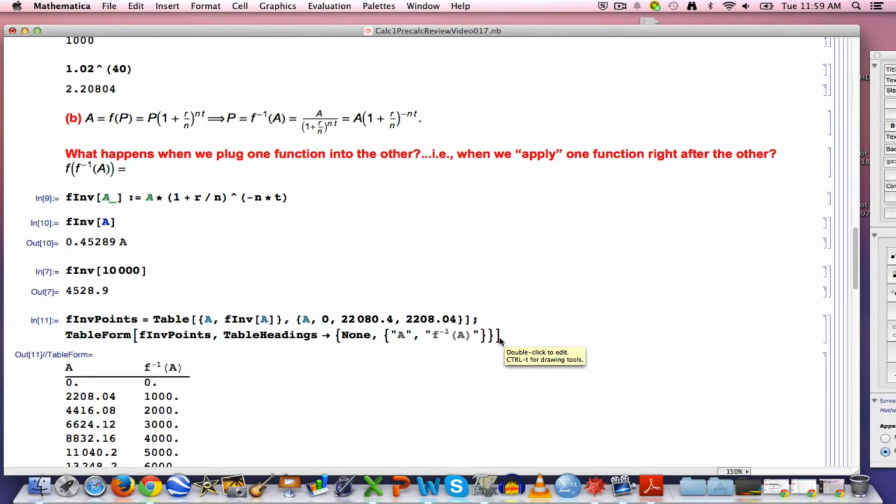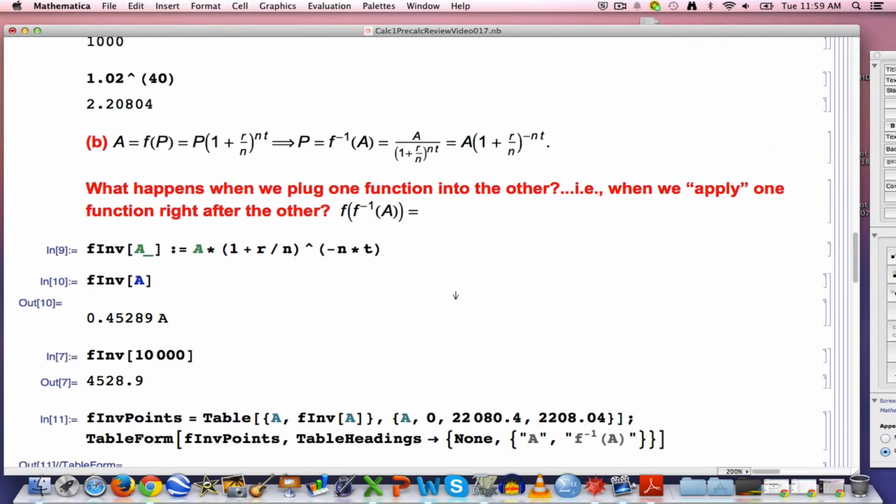What happens symbolically and operationally? Let's go back up here. Here's a question. What happens when we plug one function into the other? Or in other words, when we apply one function right after the other? When I write this symbolism right here, what you should say is f of f inverse of a. I am plugging f inverse of a into the function f.